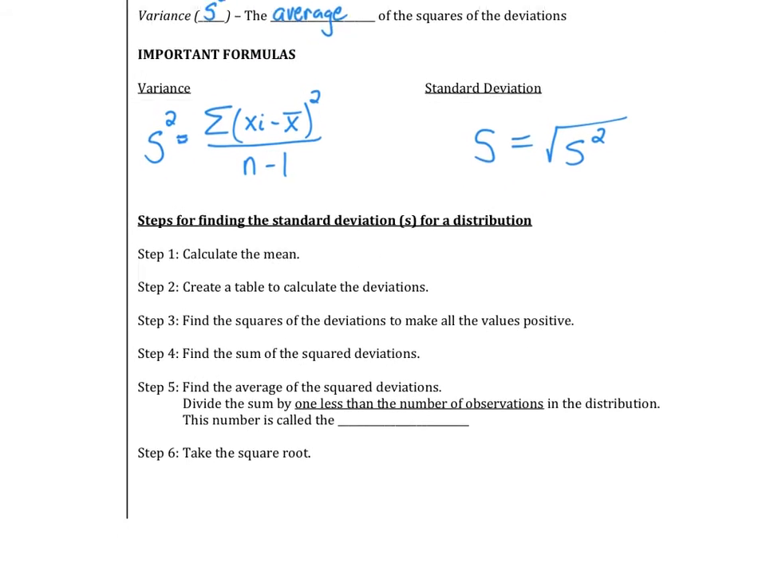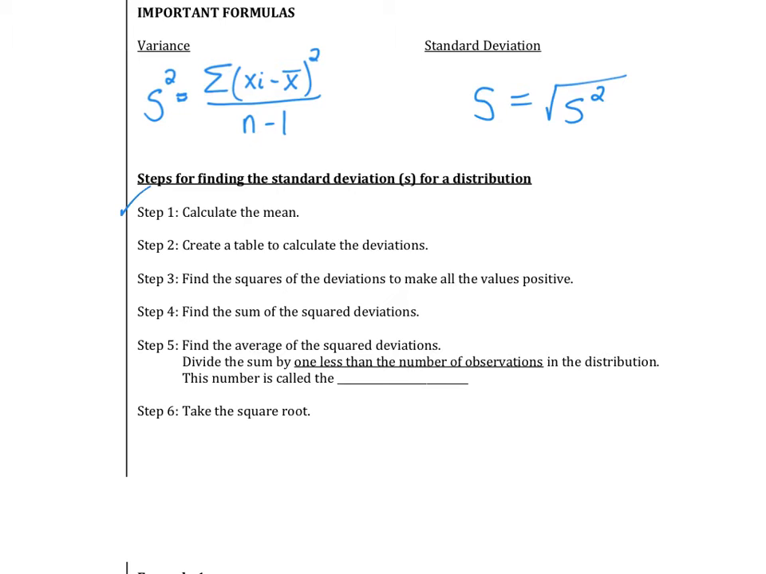So steps for calculating the standard deviation. First, we have to find the mean. Then we create a table to calculate the deviations. Then we find the squares of the deviations; the squares will make them all positive. Step 4 is find the sum of the squares. And step 5 is find the average of the squared deviations, so we divide the sum by 1 less than the number of observations in the distribution. This number is called the variance, which we said is S squared. And then step 6 is to take the square root, and that will give you the standard deviation.